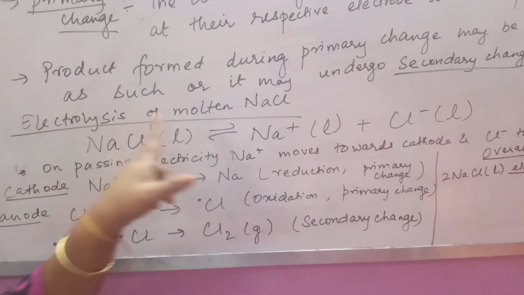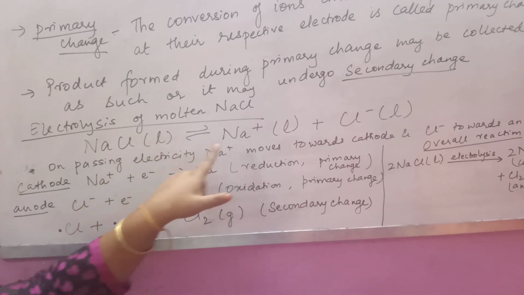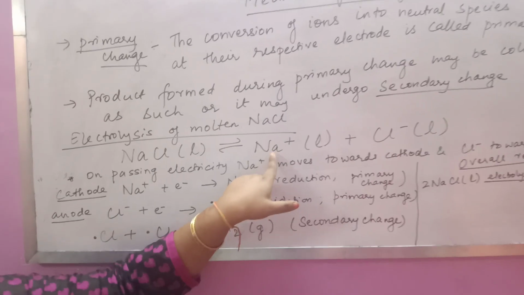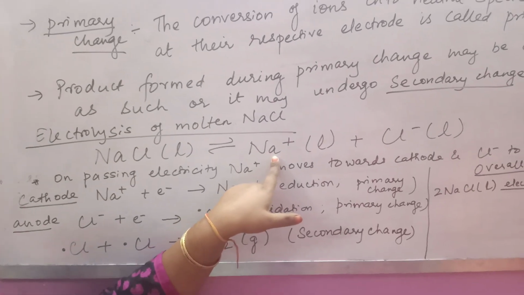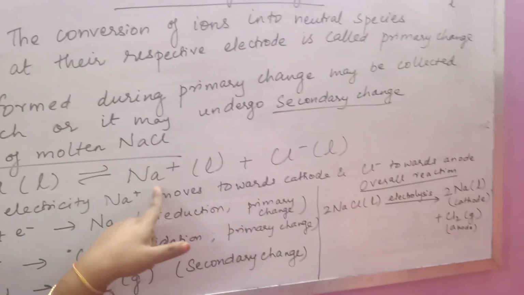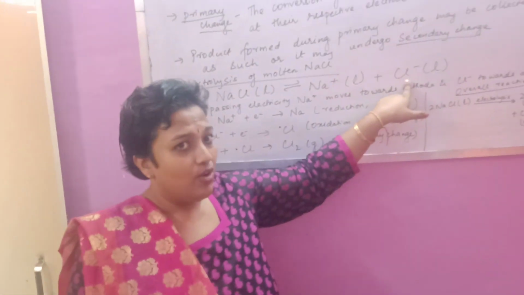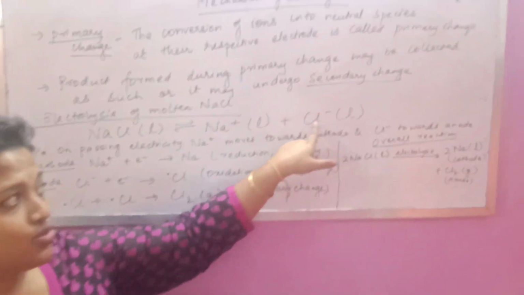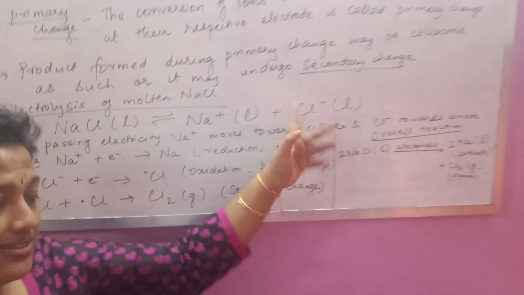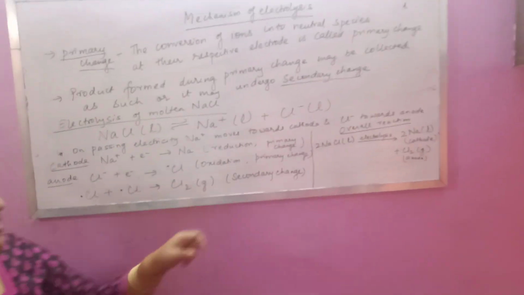Just take the example of molten NaCl. NaCl in liquid state is ionized to give Na+ ion and Cl- ion. Now the Na+ ion is electron deficient, so it will move towards the cathode to get an electron. That is why it is called a cation. And Cl- has already accepted an electron, so it moves towards the anode to give up the electron, and that is why it is called an anion.